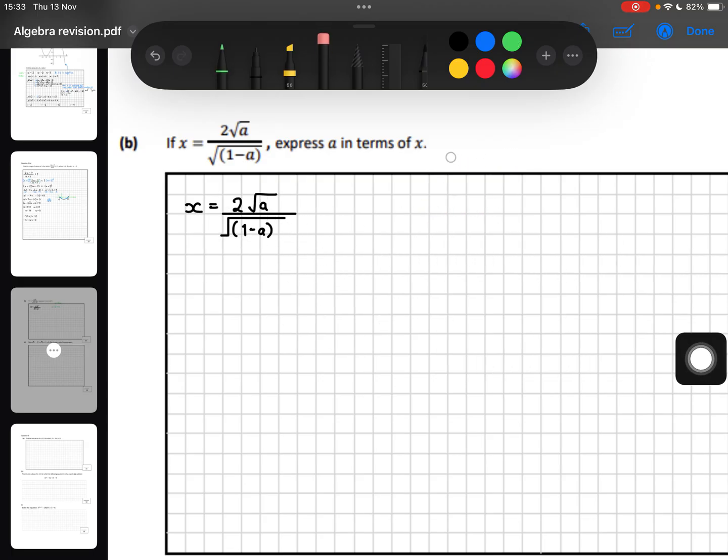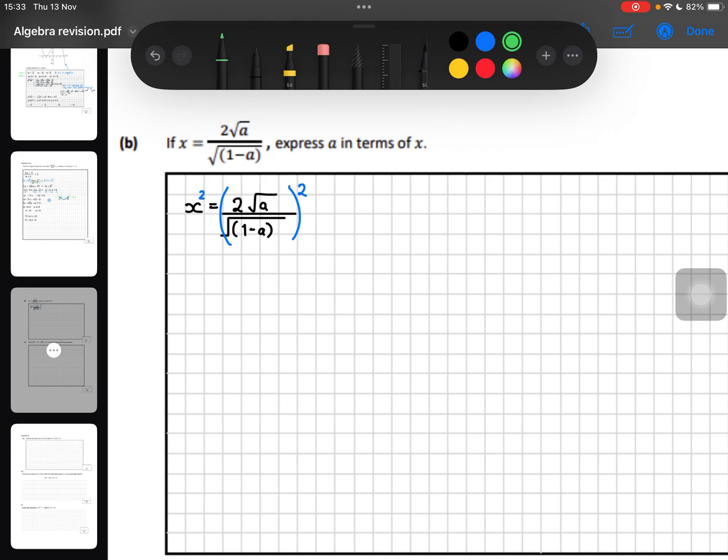Here I'm basically going to have to rearrange everything to get a on a side by itself. Now, if I look at this, the roots are very confusing. So I can start by really simply saying, I'm just going to get rid of the roots. How do I get rid of the roots? Well, I can just square the roots, which means I have to square the left hand side as well.